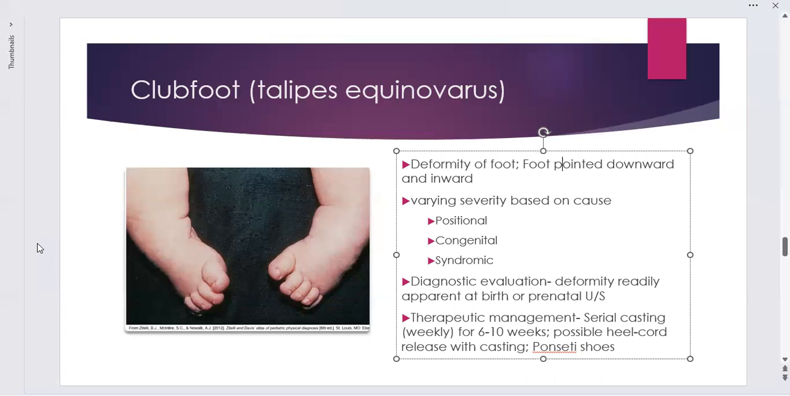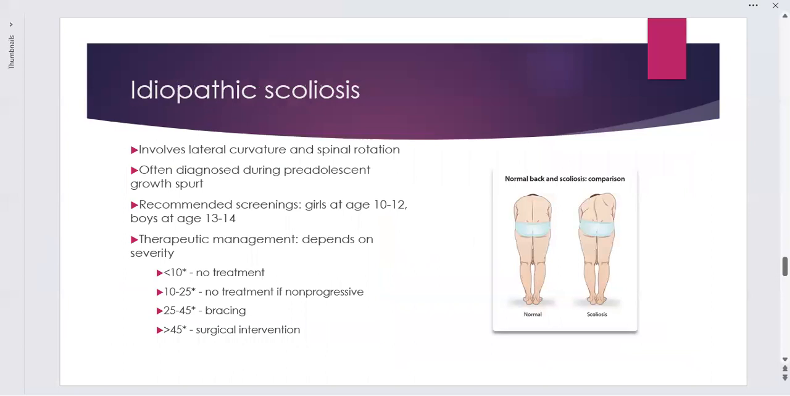We have to do some surgical intervention to correct it. All right, now we move on to idiopathic scoliosis. So we know that this means that we have a lateral curvature and spinal rotation. So we see our normal patient, we see our scoliosis. The best way to diagnose this is to have the child take their shirt off and bend forward and try to touch their toes. And we would be able to see that difference there.